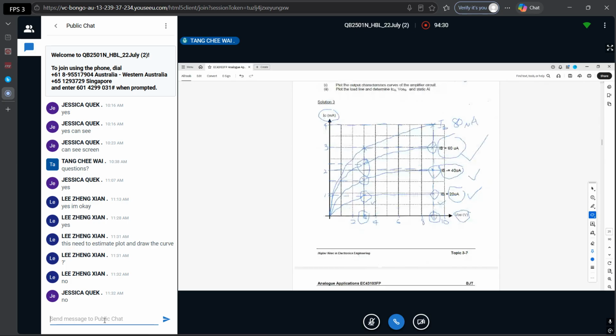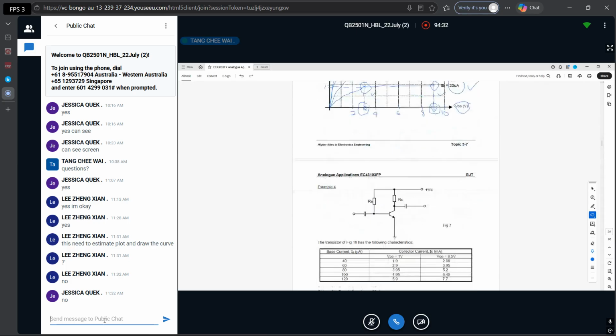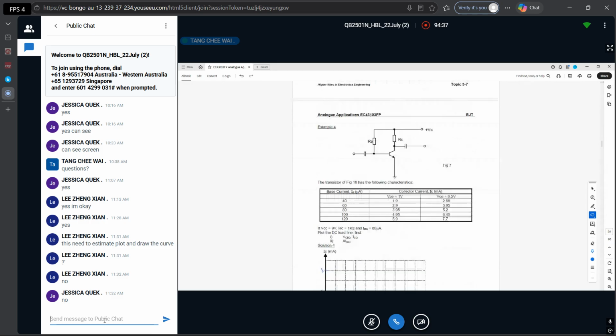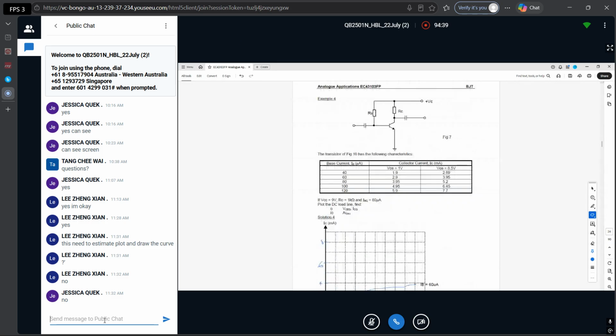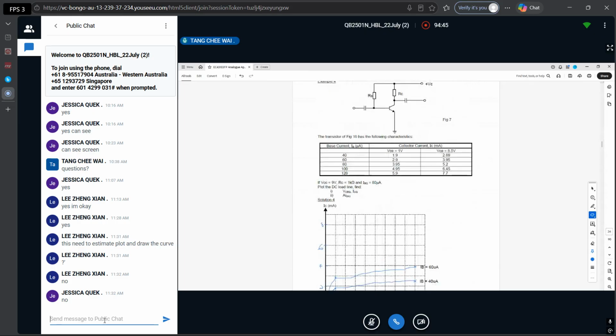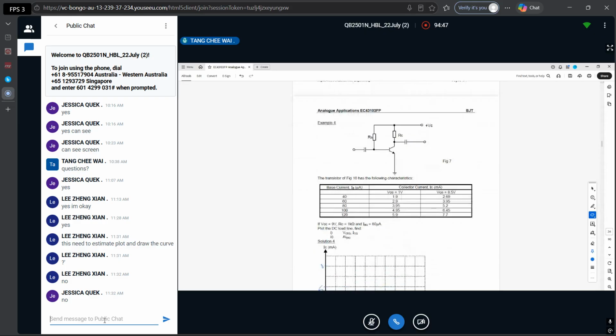Another example. Actually, I drew something for you, but never mind. Okay, the next example, same. You are given a circuit, but you realize something now: there is no emitter resistance. So life will be easier in that sense.